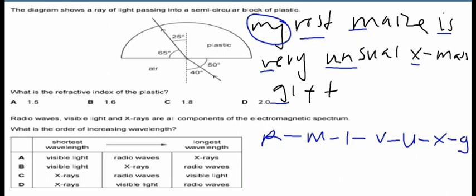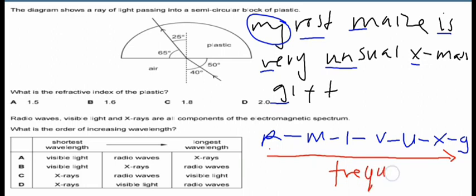In this order, starting from the radio wave up to the gamma rays, it is the order of the increasing of their frequency. That is the increase in their frequency. When you are coming from radio wave going to the gamma rays, the frequency increases.